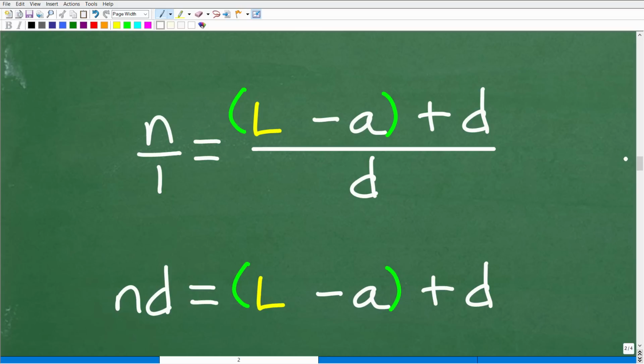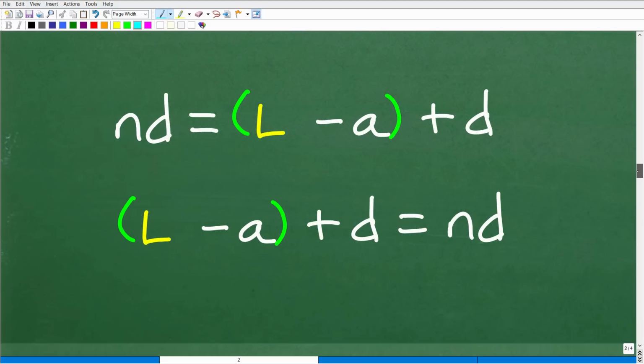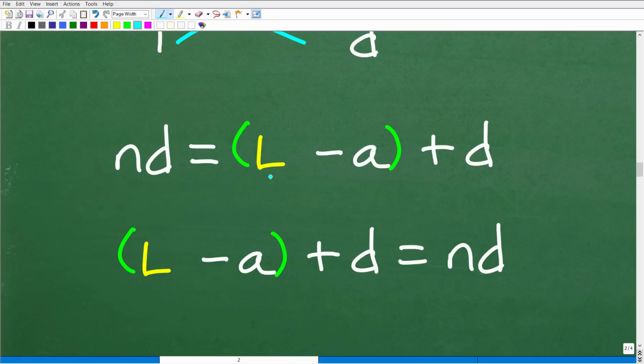Now, there's other ways you could handle this algebraically, but I think using proportions is a super nice way to do it. So here we go. We have one fraction equaling another fraction. So we're just going to use a cross product. N times d, or nd, is equal to 1 times (L minus a) plus d, and there we go. Okay, so now we just use the cross product to get rid of these fractions, and we're continuing on. We're still looking to solve for L.